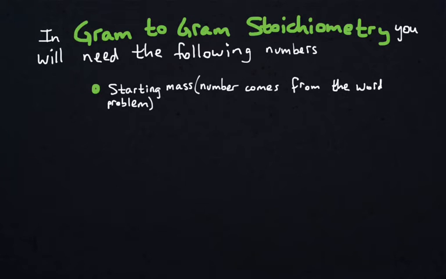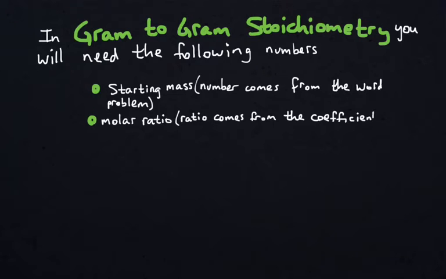All right, the second number that you need for gram-to-gram stoichiometry is the molar ratio. I made another video available on YouTube on how to determine the molar ratio. Basically, you're going to use the coefficients of a balanced chemical equation. Those numbers in front of a chemical equation, those are in moles. I'll show you what that looks like on the next slide. So where does this come from? It comes from the coefficients of a balanced chemical equation.